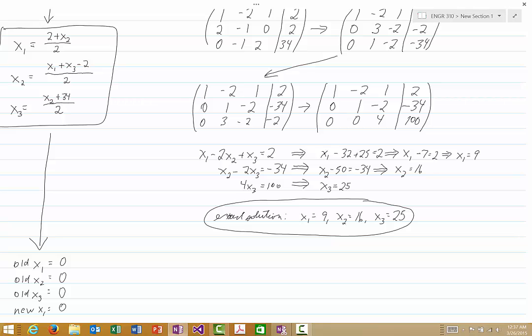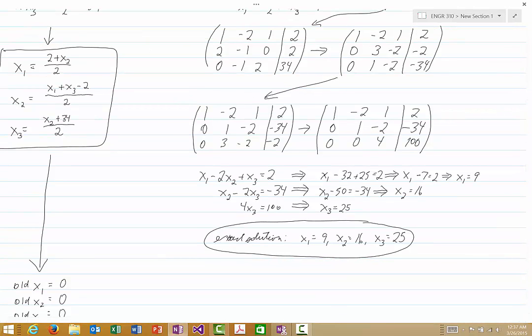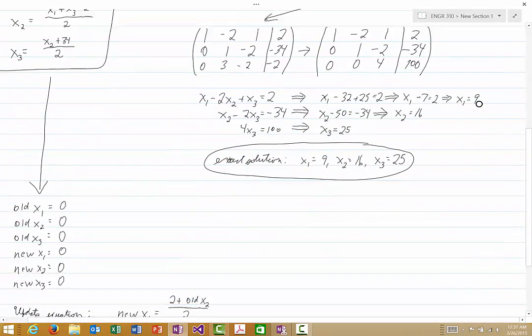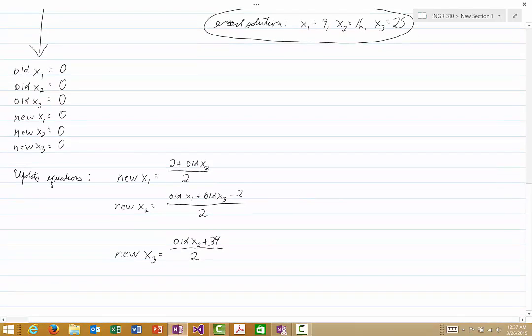So these update equations are based on the three equations we have above, which were themselves derived from our original system of equations. And the idea here is that we start with some initial guess for the old x's, old x1, old x2, and old x3. And then once we have that initial guess, these update equations will allow us to calculate new values for x1, x2, and x3.